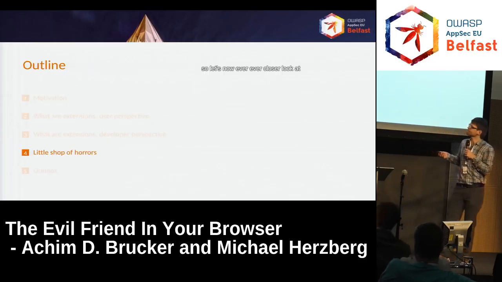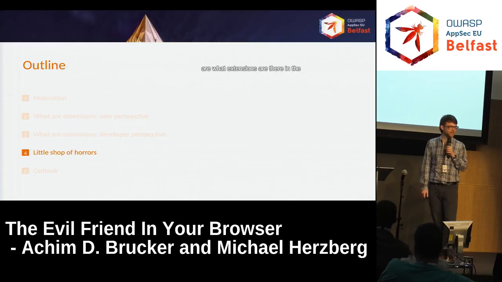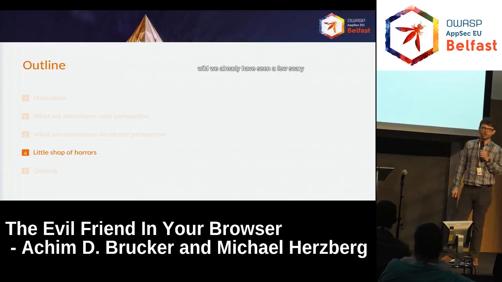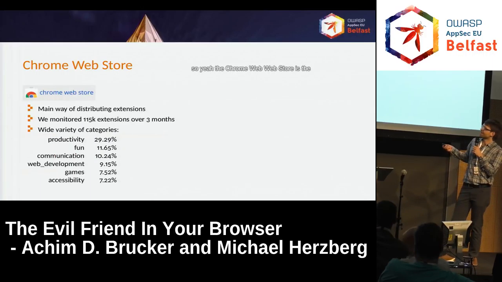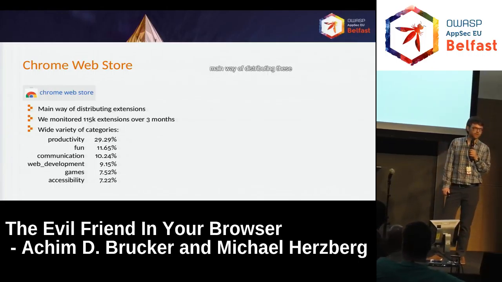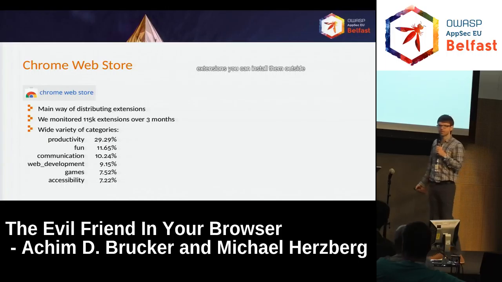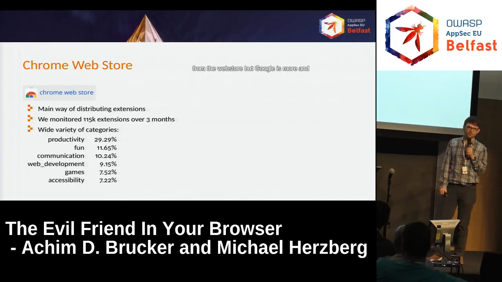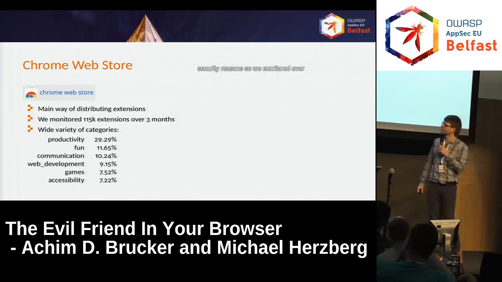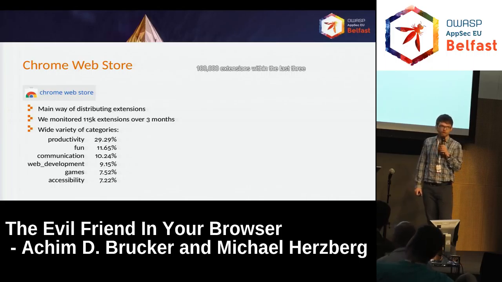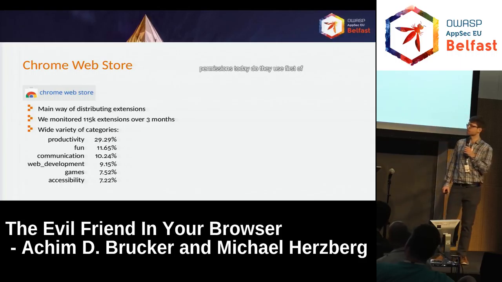So let's now have a closer look at what kind of extensions there actually are. What extensions are there in the wild? We already have seen a few scary examples in the beginning, but it gets even scarier. The Chrome Web Store is the main way of distributing these extensions. You can install them from outside the web store, but Google is more and more discouraging that for obvious security reasons. So we monitored over 100,000 extensions within the last 3 months and wanted to learn what kind of extensions are out there, how they evolve, and especially what kind of permissions they use.